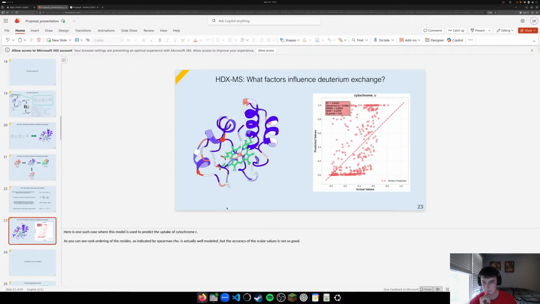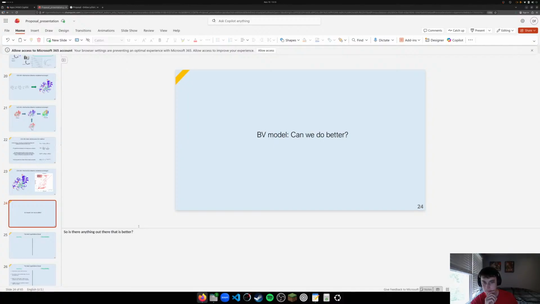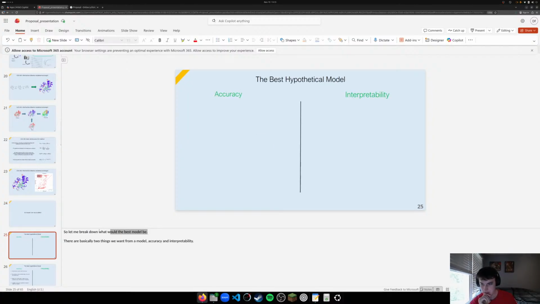All right, so here's one case where this model is used to predict the uptake of cytochrome c. As you can see, rank ordering as indicated by the spectra is actually well modeled, but the accuracy of the scalar value is not so good. So is there anything out there that is better? So let me break down what the best model would be.